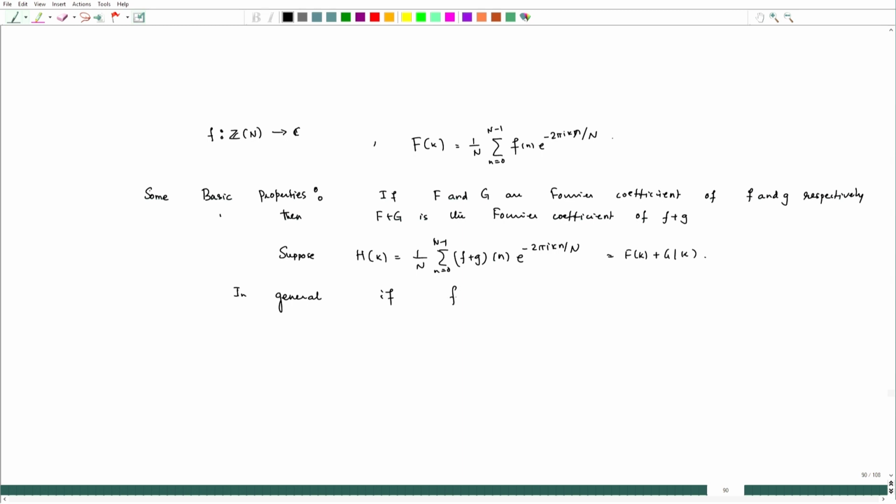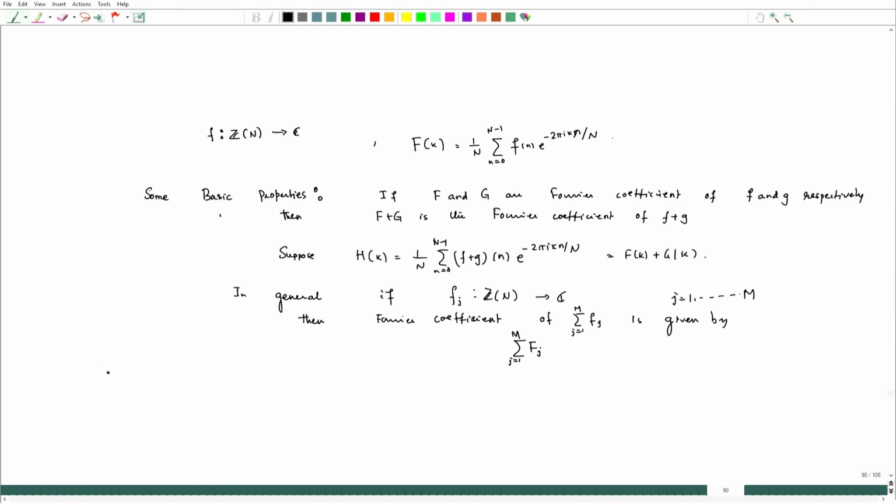So, in general, if f j from Z n to C and j is equal to 1 to some m, then the Fourier coefficient of summation over j from 1 to m f j is given by summation over j from 1 to m of the Fourier coefficients of f j. That means individual Fourier coefficients, they get added.